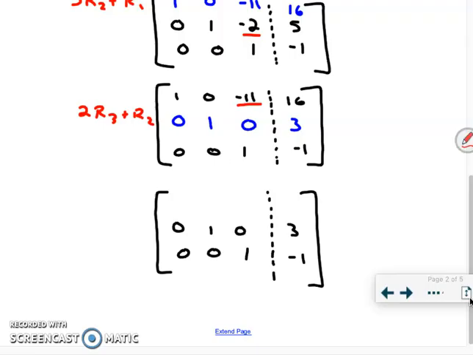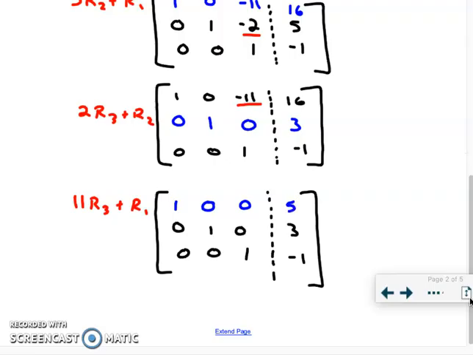Again, that first row is about to be adjusted. How do I turn a negative 11 into a 0? We have to add positive 11. So utilizing 11 times the third row plus the first row should get us to where we want to be. So 11 times 0, 0 plus 1 is still 1. 11 times 0, 0 plus 0 is still 0. 11 times 1 is 11, plus negative 11 is 0. 11 times negative 1 is negative 11, plus 16 is 5.